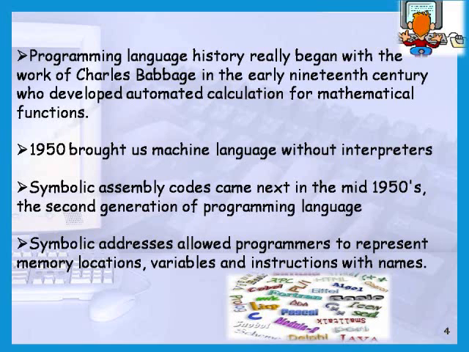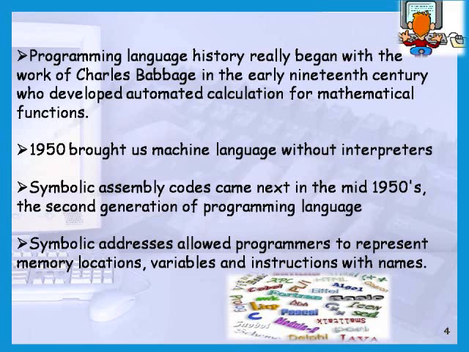Programming language history really began with the work of Charles Babbage in the early 19th century, who developed automated calculation for mathematical functions. Further development in the early 1950s brought us machine language without interpreters and compilers to translate languages. Microcode is an example of a first generation language residing in the CPU, written for doing multiplications or divisions. Computers then were programmed in binary notation that was very prone to errors. A simple algorithm resulted in lengthy code.